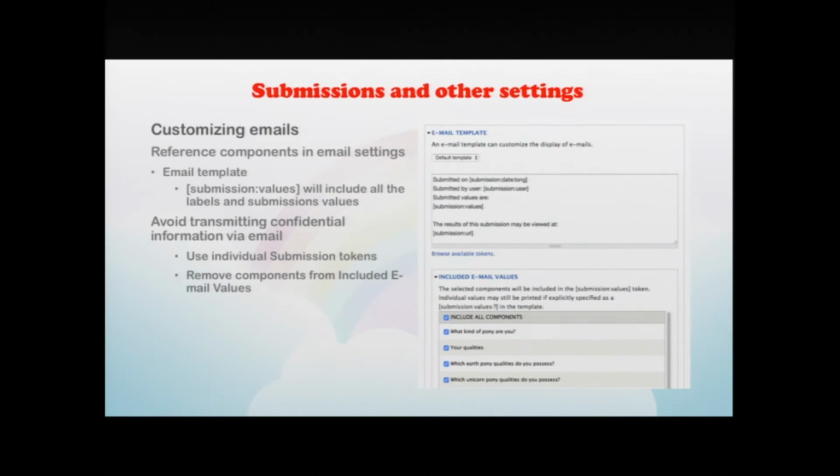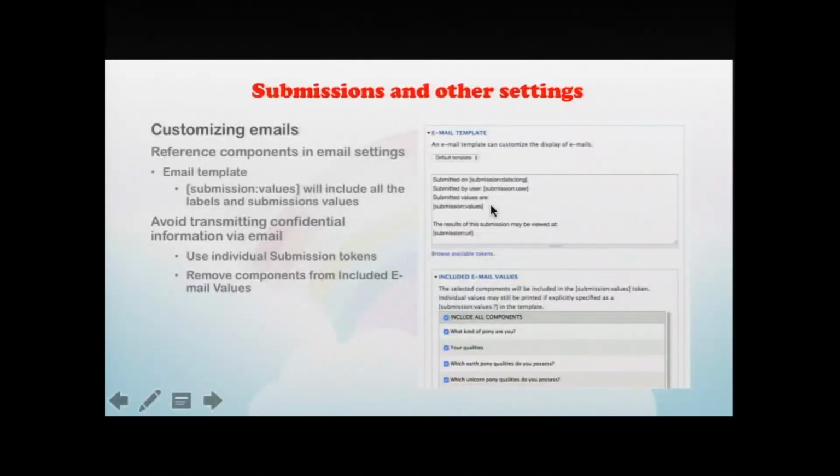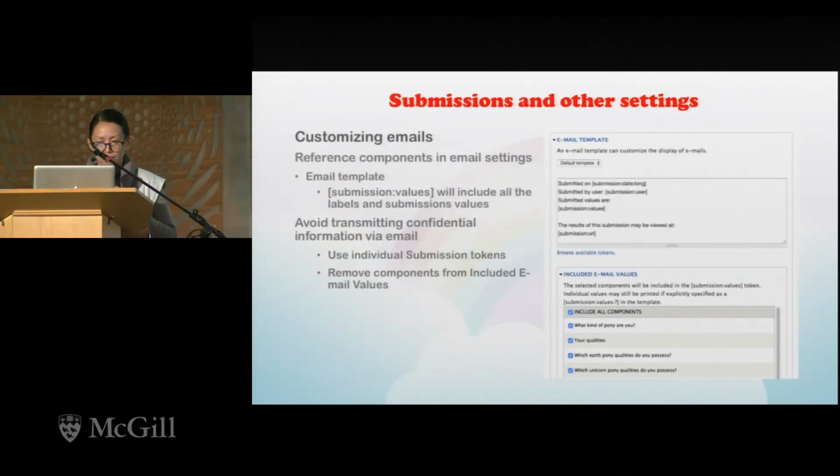Now, because we're going to tell you that you should avoid transmitting confidential information from your submissions via email, you can do two things to guard against that. The first thing is to just remove this token that you see over here and then just use individual submission tokens. And you can find out what tokens you can use by going to this link here, Browse Available Tokens. Another way, possibly a simpler way of doing that, is unchecking this option that says include all components. Okay, if you uncheck that and you start also unchecking all the components that would probably contain confidential information from your users, then that should make you set.